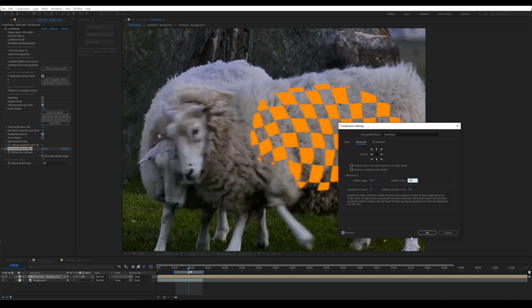Remember, the shutter phase should always be negative 1/2 of the shutter angle, so if it's 180 degrees, the shutter phase should be negative 90.